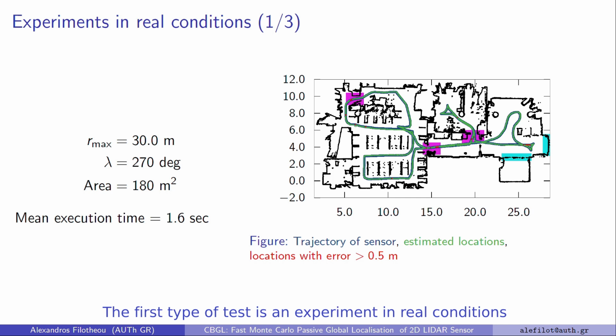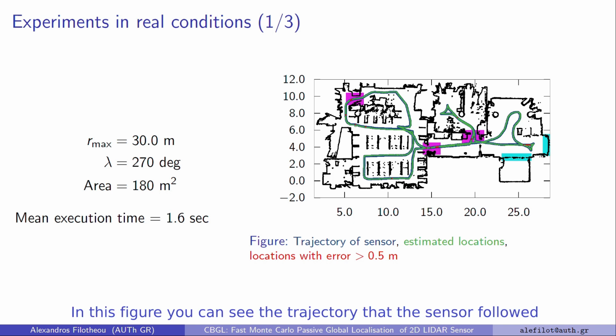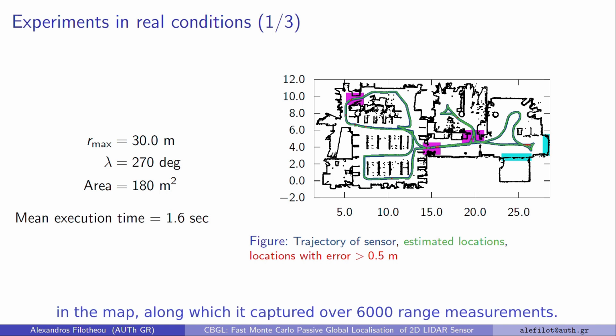In order to determine CBGL's performance and the limits of its reach, we performed a number of tests. The first type of test is an experiment in real conditions in the CSAL lab of the Aristotle University's Department of Electrical and Computer Engineering with a Hokuyo LiDAR of maximum range of 30 meters and an angular range of 270 degrees. In this figure, you can see the trajectory that the sensor followed in the map, along which it captured over 6,000 range measurements.